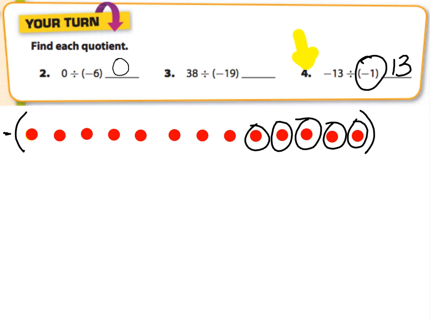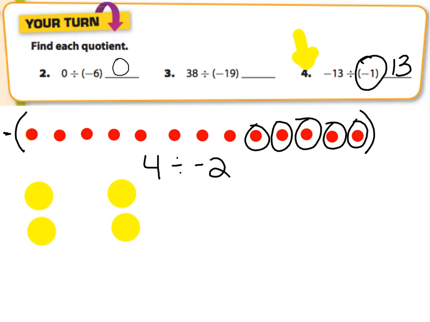Right? So again, let's take a look at an example with positives, like we did before. Let's do, ooh, that's really large. Let's do 4 divided by -2. Okay, so I have my positives. I have +4, and I want to put it into 2 groups. So 1, 2, 3, 4. So now I've done that.